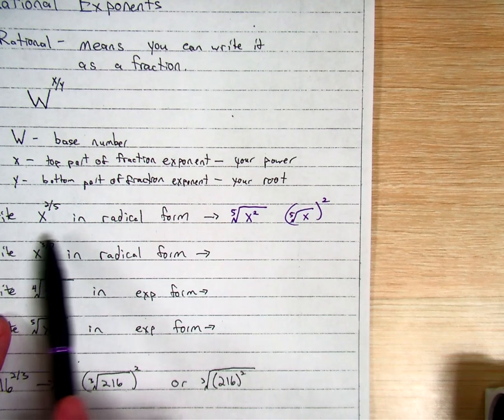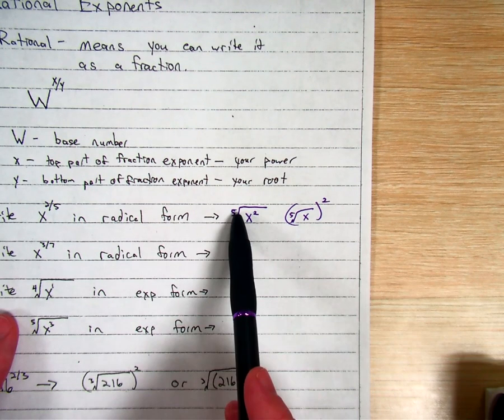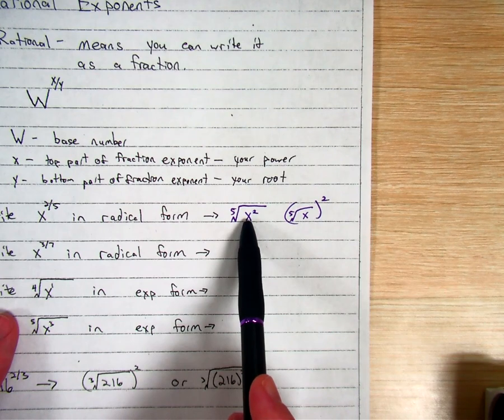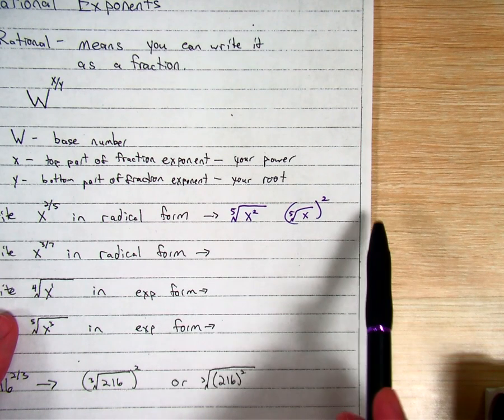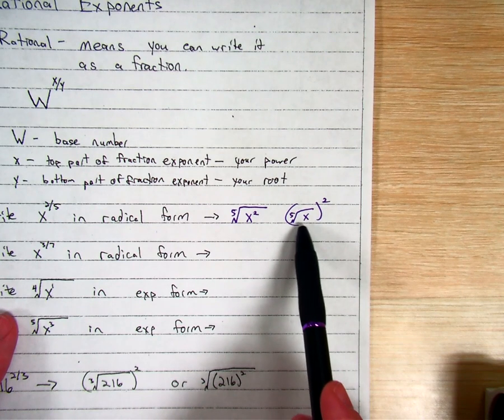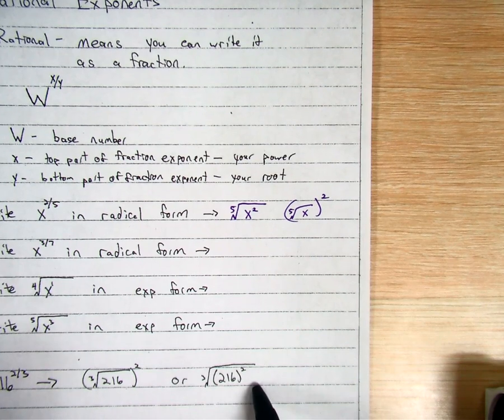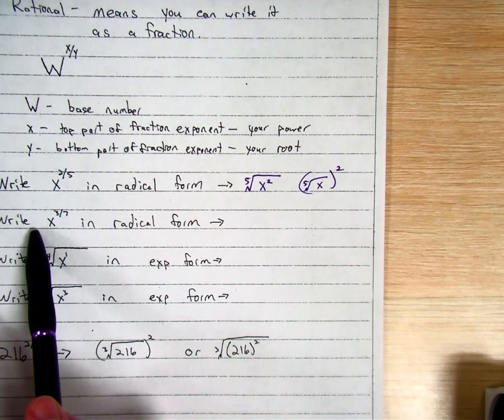Okay, if I'm just changing forms, if that's the type of problem it is, I'm probably going to write it like this. If it's a problem that I'm actually doing or solving, evaluating, I'm probably going to do it like this. I'm going to do the fifth root of x and then square it. And we'll talk about that in a minute. Okay, let's have you pause and try this one.